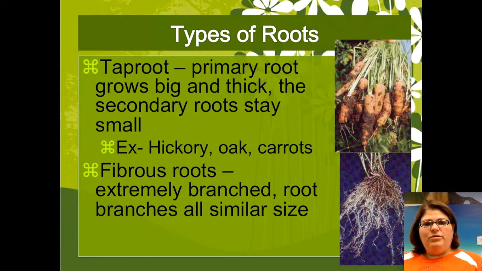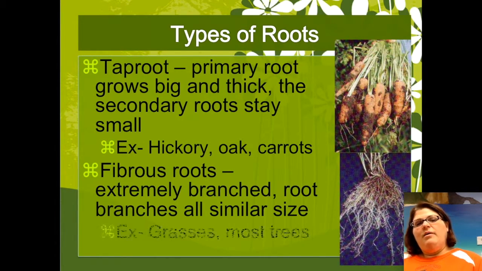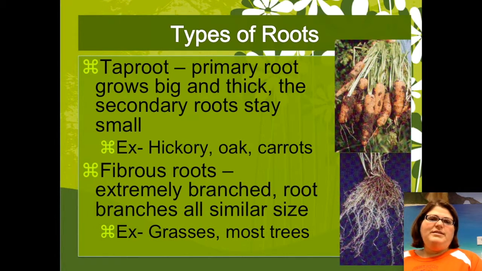In a fibrous root, you're probably more used to seeing that with grass. You pull up a hunk of grass and you've got a whole bunch of thin fibers that are branched and networked, and all the pieces are basically the same size. We would see that again in grasses and some of the trees.